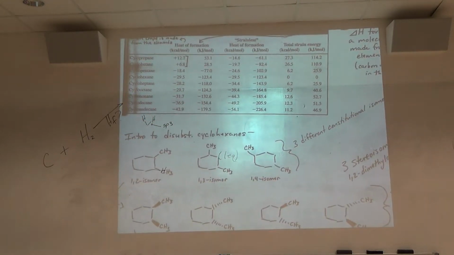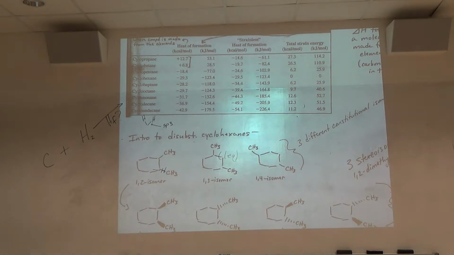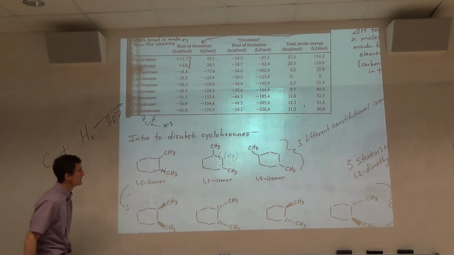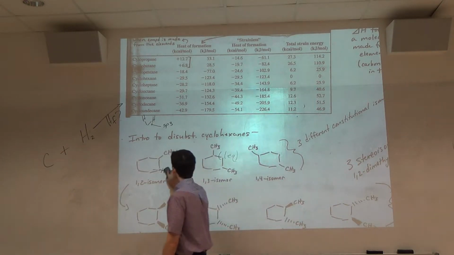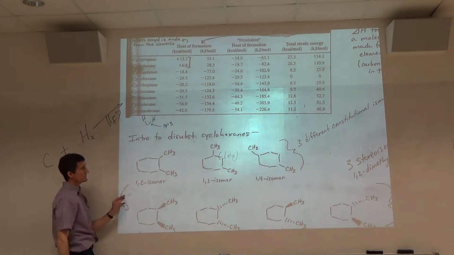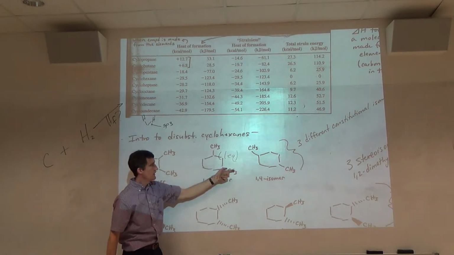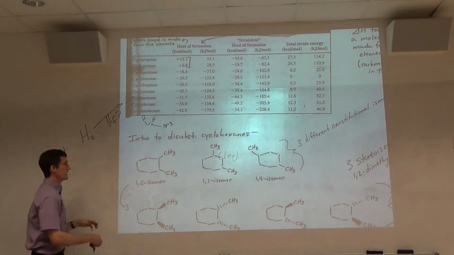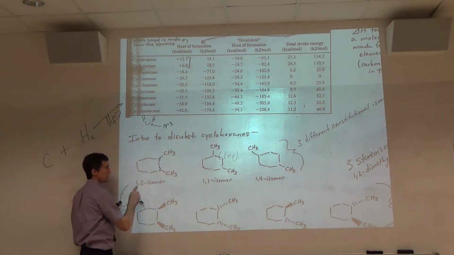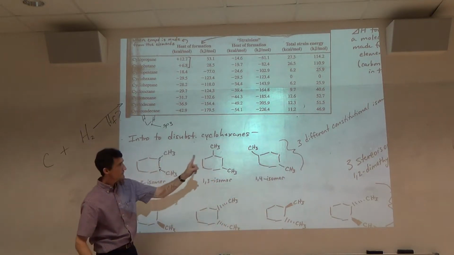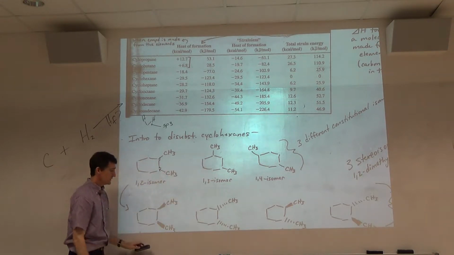Okay, let's look at some other things about rings, focusing on cyclohexanes, six-membered rings. Disubstituted. Two substituents happen to be methyls. If there was just one substituent, there would be no isomer. Just methylcyclohexane. Put the methyl anywhere you want, it's the same compound. We have two, now we have relative considerations. They can be adjacent to each other, 1,2, that'd be called a 1,2 isomer. This would be called 1,3, this would be called 1,4. Three different constitutional isomers. Different connectivity, different name.